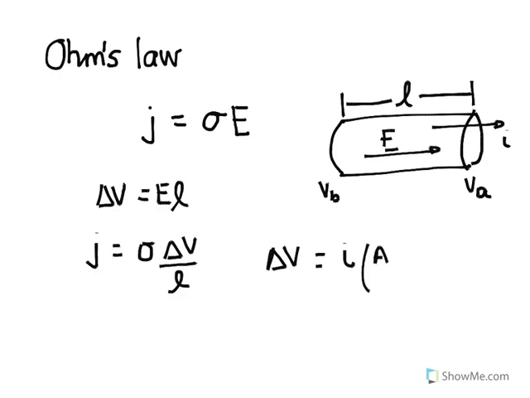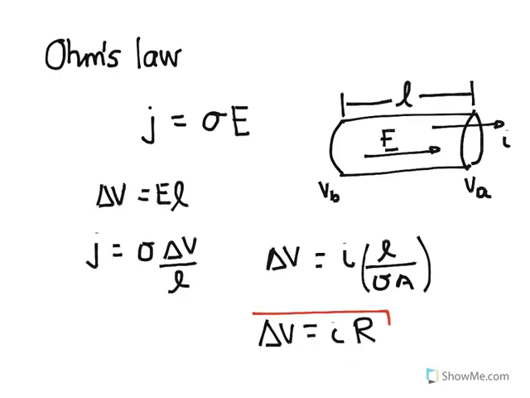length over sigma area. This length over sigma area is going to be called the resistance. This is Ohm's law. It states that the change in potential equals the current times the resistance.